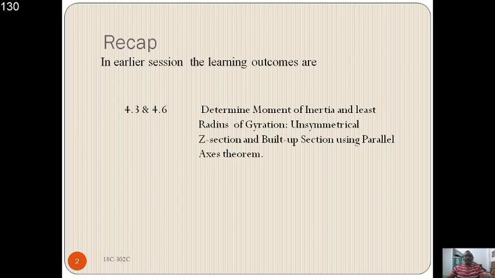In the earlier session, we determined the moment of inertia and least radius of gyration for unsymmetrical sections and built-up sections using the parallel axis theorem. In that, we also saw the channel sections and how to arrange the angular sections to increase the moment of inertia for better bending strength.